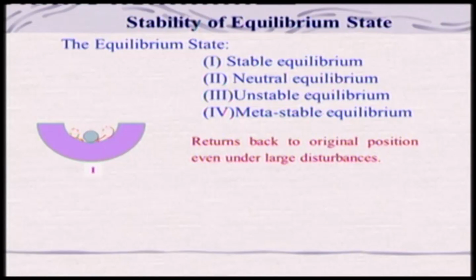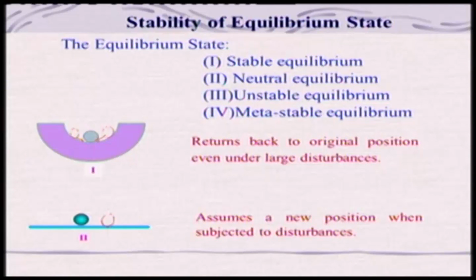Let us look at another example, what we call a neutral equilibrium. Suppose this ball is on a flat surface, and due to some force there is some change in position. Let us say the ball comes over here, and it will attain another equilibrium position. That means this was one equilibrium position, and it has come to another equilibrium position. We call this a neutral equilibrium, because it has assumed a new position when subjected to disturbances.